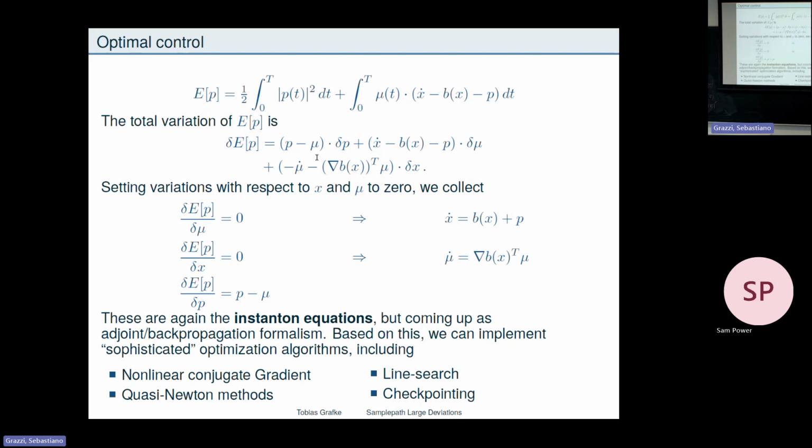It's P minus mu, where mu solves this equation and X solves this equation. So you always have a forward sweep, a backward sweep, and an evaluation to get a gradient, and then you can do whatever you want, like LBFGS, or I don't know what people do in optimization.